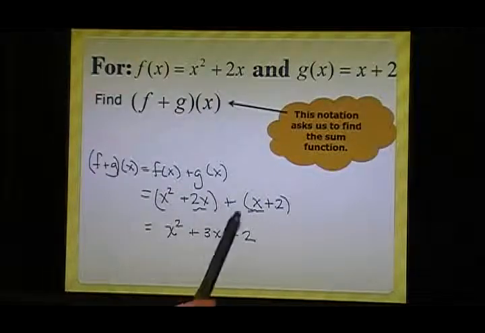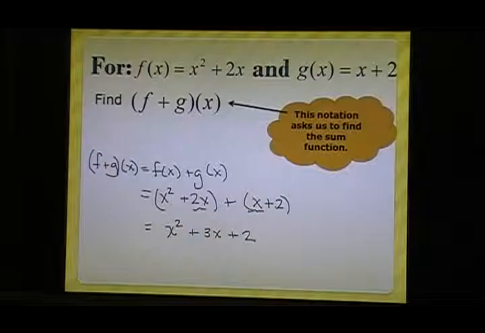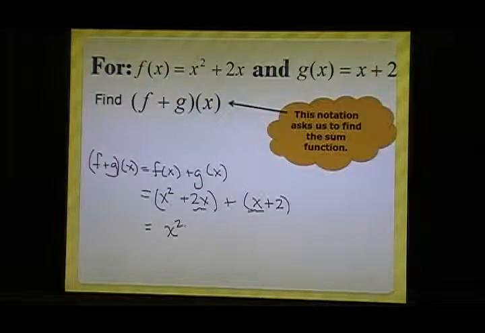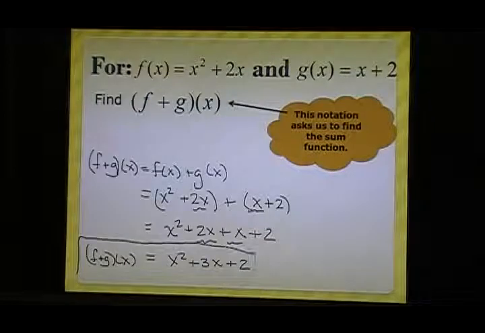When you're dealing with the addition of two polynomials, the parentheses really are just there for looks. They have no mathematical significance. If you're more comfortable, you can go ahead and rewrite it as x squared plus 2x plus x plus 2, and combining like terms, you get the same x squared plus 3x plus 2. So adding f and g together results in this sum function.